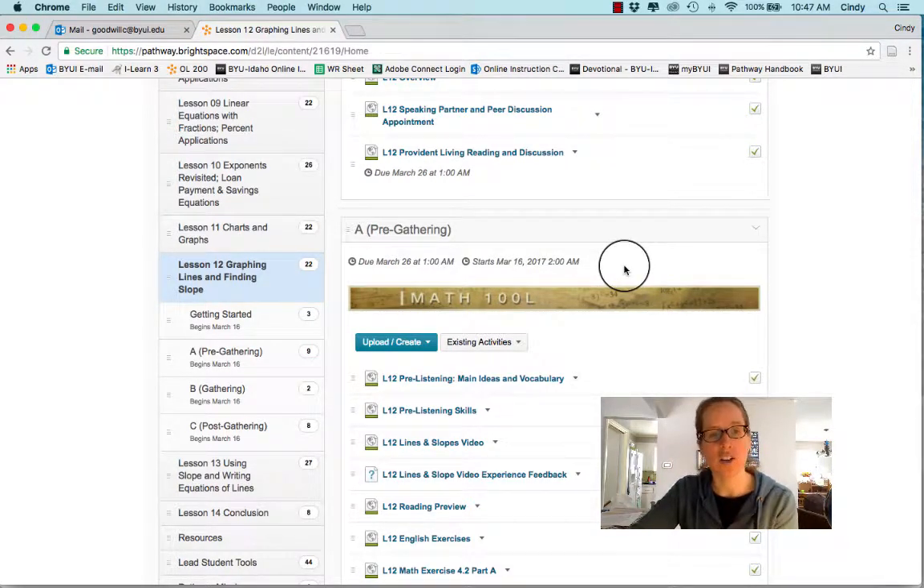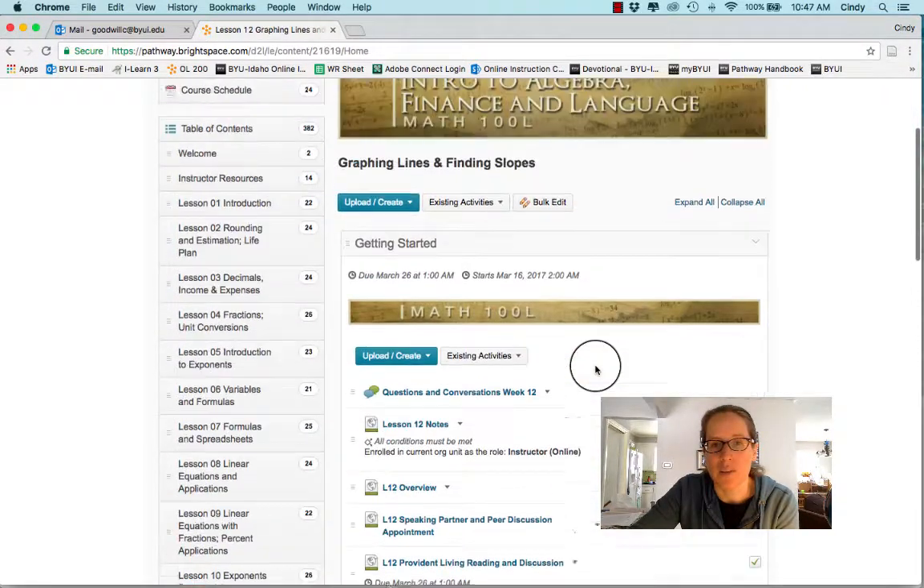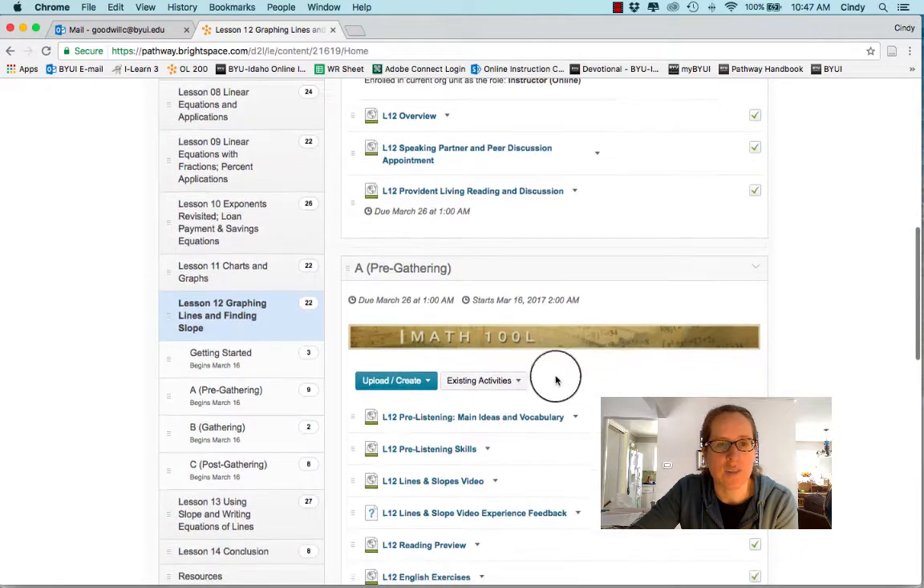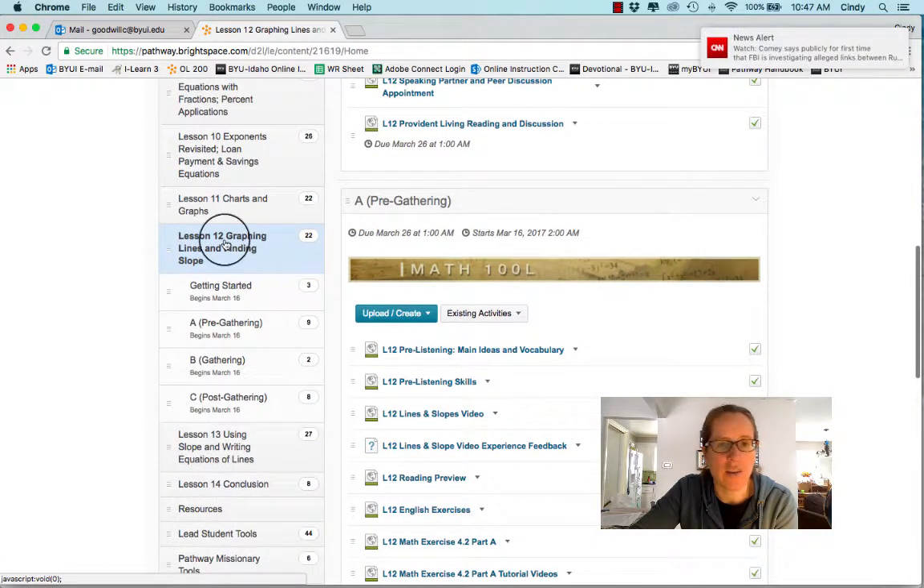This week we're going to work on graphing lines and finding slopes of lines, and we're going to be working on plural nouns for our English exercise this week. Over here you can see the lessons. We are getting right near the end. We're in lesson 12. We've got 2 more lessons after that.